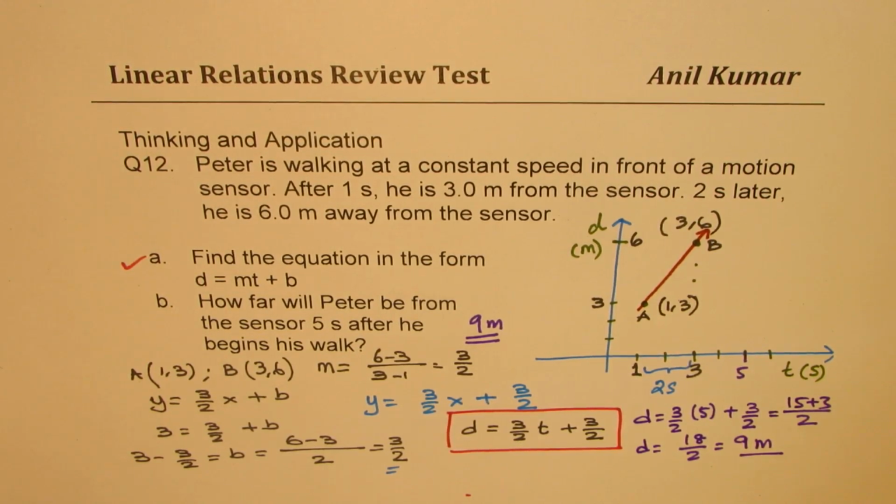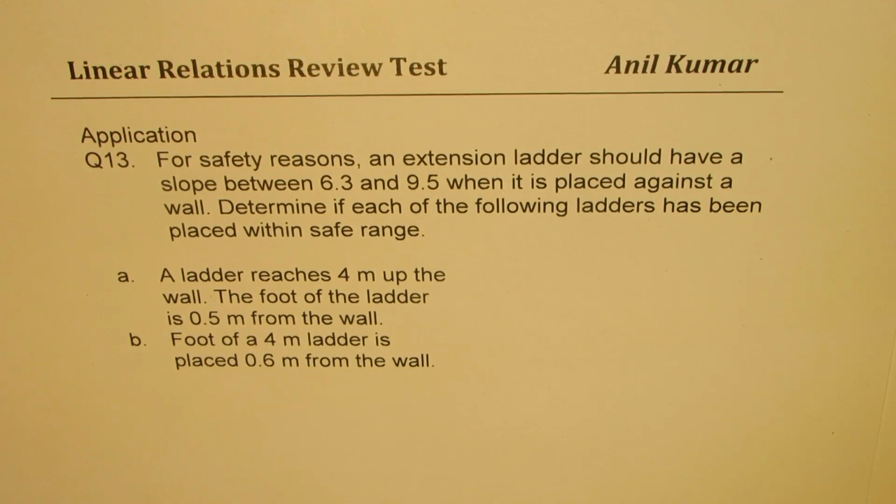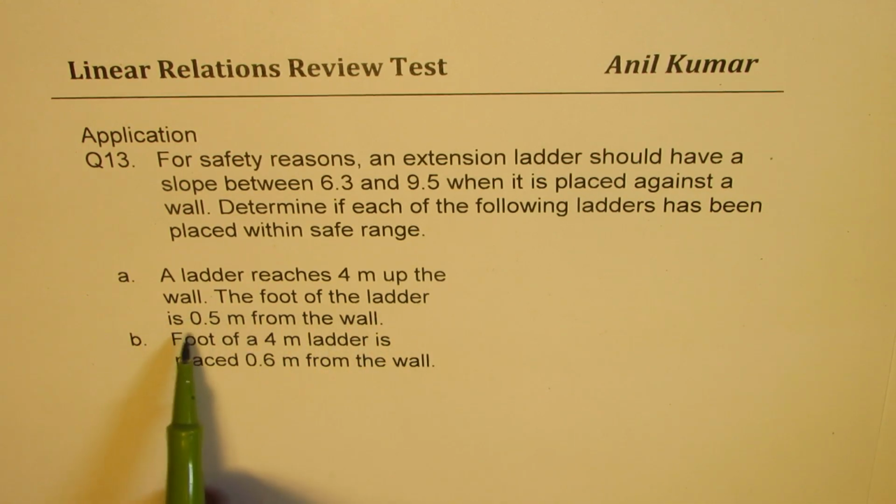Now let's take question number 13. Question number 13 is also an application question. For safety reasons, an extension ladder should have a slope between 6.3 and 9.5 when it is placed against a wall. Determine if each of the following ladders has been placed within the safe range. A ladder reaches 4 meters up the wall. The foot of the ladder is 0.5 meters from the wall.